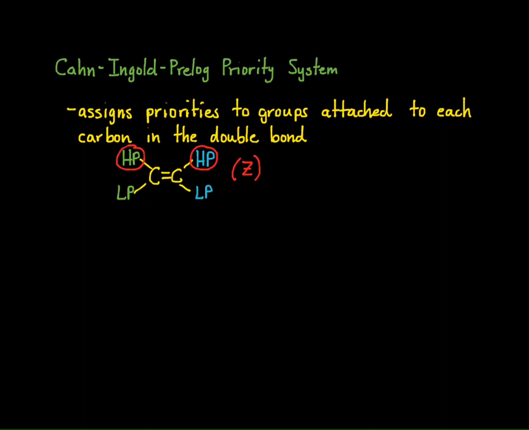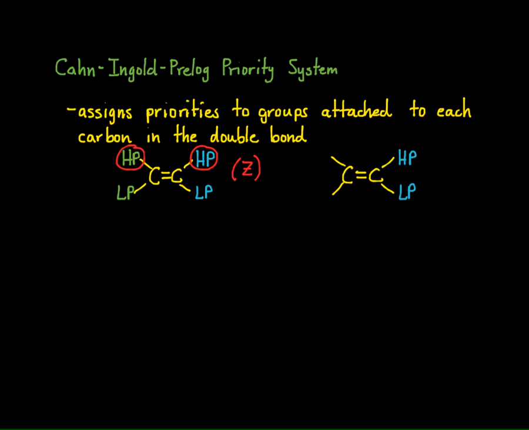Notice I'm not using cis anymore. Cis and trans are only used for fairly simple alkenes. Once we go to a scenario where you have multiple substituents coming off of the carbon-carbon double bond, then you have to use Z.